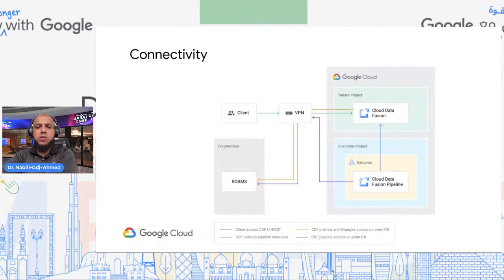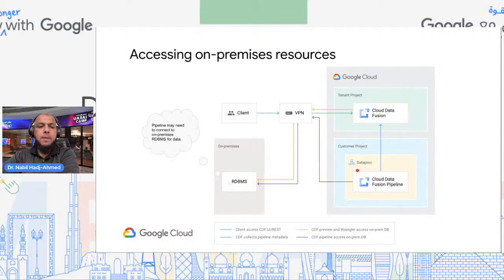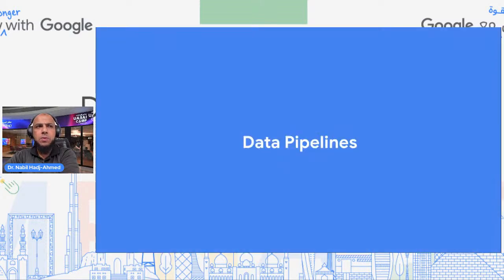And connectivity also, if we want to bring in data from on-prem, we can have VPN connectivity. So that's also possible, where we can bring our data sources from on-premises through a VPN, add it to our Data Fusion pipeline, and execute it on our Dataproc cluster. So when we have the VPN connectivity, we can easily connect to external sources as well.